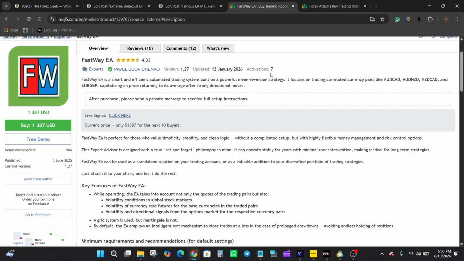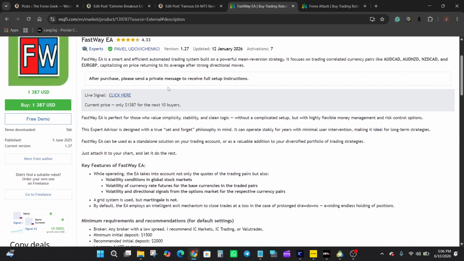Now, moving into the description, FastWay EA is described as a mean reversion system. It focuses on correlated currency pairs like AUDCAD, AUDNZD, NZDCAD, and EURGBP. The idea here is basically trading price movements that stretch too far from their average and then capturing the move back toward equilibrium.